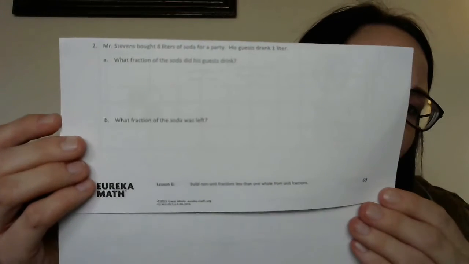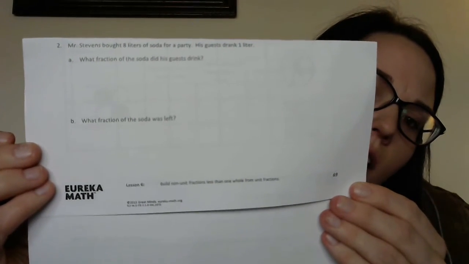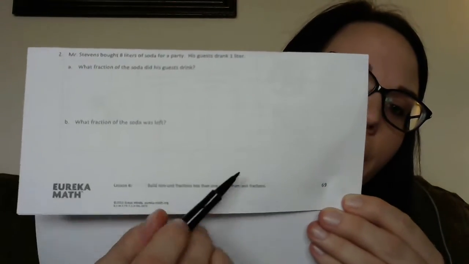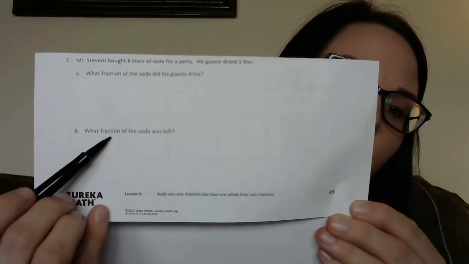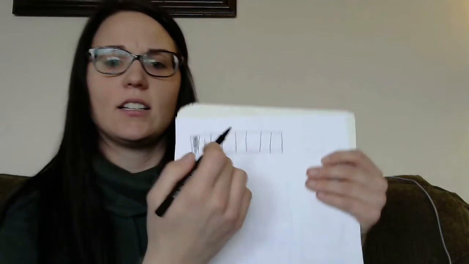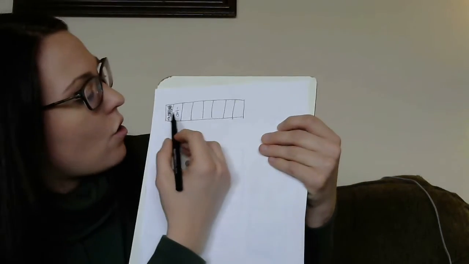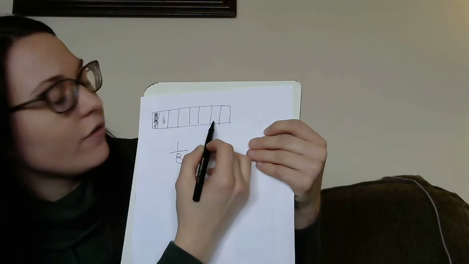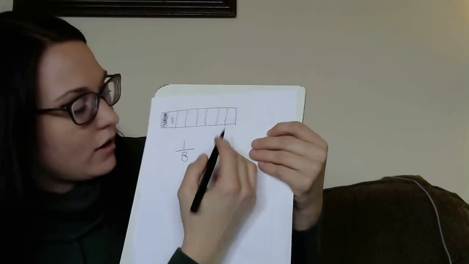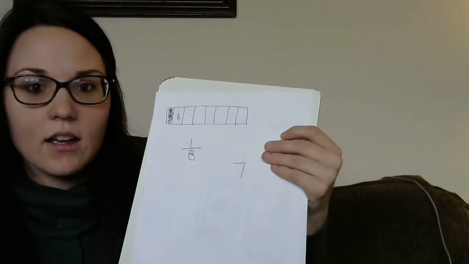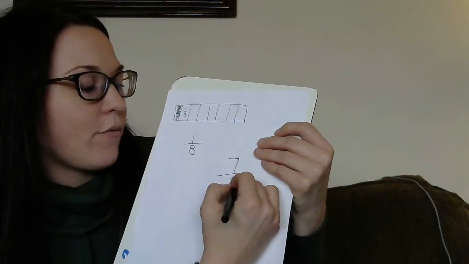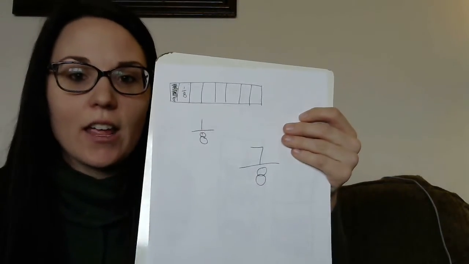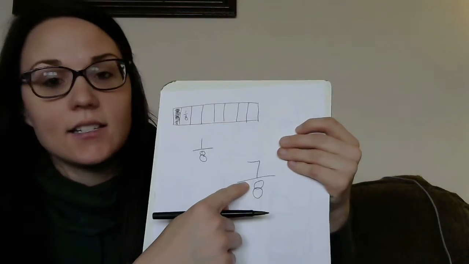And then my question says, what fraction of the soda was left? So the word fraction here means I need to write it as a fraction. So how many is left? Let's count how many did not get drunk. 1, 2, 3, 4, 5, 6, 7. So 7 out of the 8 pieces did not get drunk. And that is what we say is 7/8.